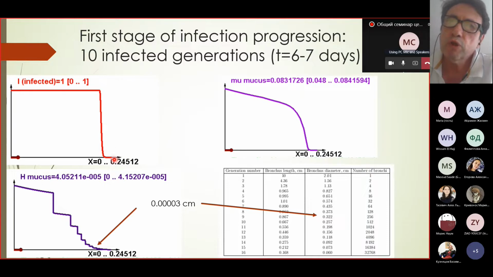Because the most part of mucus is produced here in small generations. And here, mucus is normal. You see, everything is infected except for this small part. But the most part of mucus is produced exactly in this small part, and mucus there is normal. This is why nothing serious happens till now.